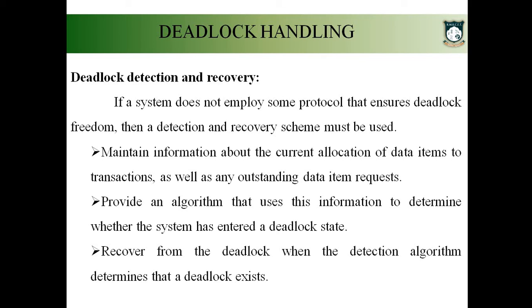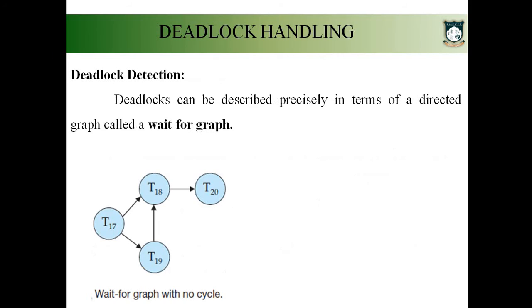In the third step, once you have identified that deadlock has occurred in your system, then you have to provide some solution to recover from the deadlock. So these are the 3 steps we will be following in the deadlock detection and recovery scheme, or deadlock detection and recovery approach.